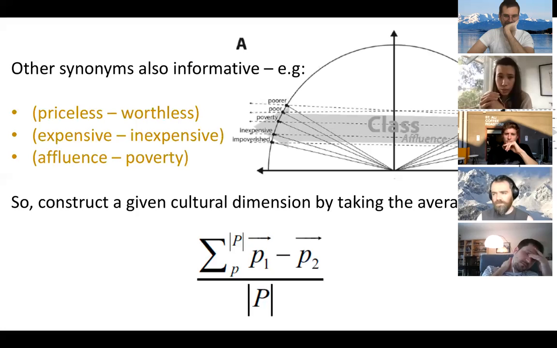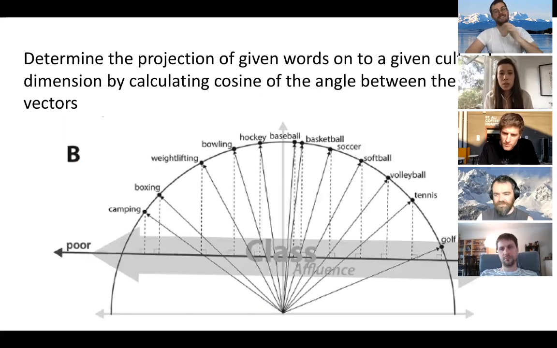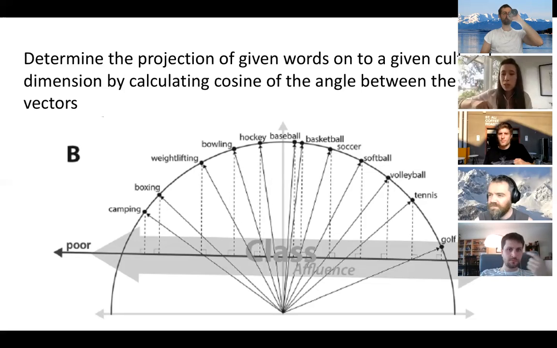So what they do is they make a list of all the possible words that would align with this affluence spectrum, and then they make these subtractions and take the average. So your resulting vector is a more robust dimension that takes into account all these word pairs. And when they do this, what's quite cool is you can then look at the projection of any word in your corpus that you like onto this dimension that you've constructed.